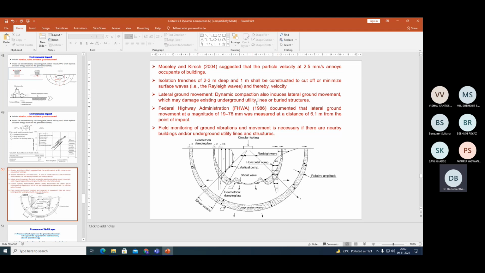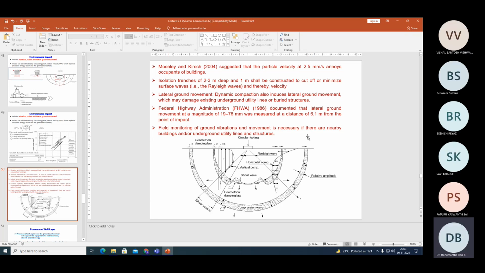Lateral ground movement: dynamic compaction also induces lateral ground movement, which may damage existing underground utility lines or buried structures. The Federal Highway Administration documented that lateral ground movement of a magnitude of 19 to 76 millimeter was measured at a distance of 6.1 meter from the point of impact. See how much is the displacement. Field monitoring of the ground vibrations and movement is necessary if there are nearby buildings and underground utility lines or structures. So these are some kind of guidelines.